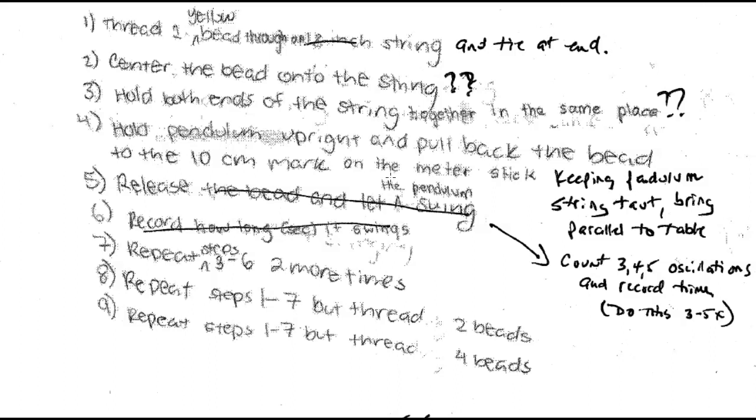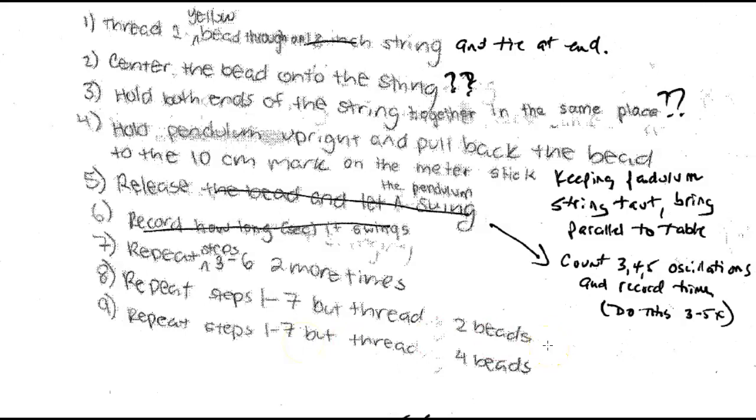And then once you do that, you can add right onto the end of this sentence right here, repeat steps. You could repeat steps 3 to 6 2 more times. And then for the next part, you can write this for your next set of beads. Repeat steps 1 through 7, but thread 2 beads. Repeat steps 1 through 7, but thread 4 beads.